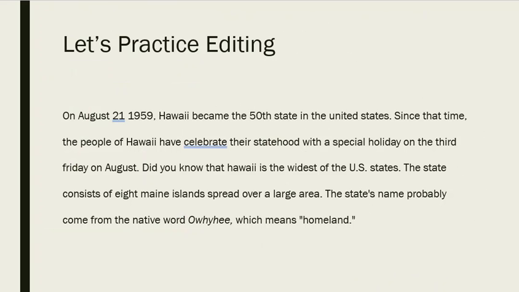Now I want you to take out a sheet of paper and edit the paragraph provided. On August 21st, 1959, Hawaii became the 50th state in the United States. Since that time, the people of Hawaii have celebrated their statehood with a special holiday on the third Friday on August. Do you know that Hawaii is the widest of the U.S. states? The state consists of 8 main islands spread over a large area. The state's name probably comes from the native word ohi, which means homeland.